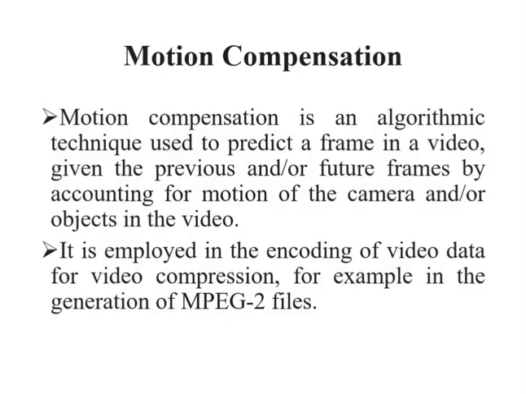The next topic is motion compensation. Motion compensation is an algorithmic technique used to predict a frame in a video given the previous and or future frames by accounting for the motion of the camera and or objects in the video. It is employed in the encoding of video data for video compression, for example in the generation of MPG2 files. This figure represents the macro block motion specification, that consists of three blocks, that is first, second and third.